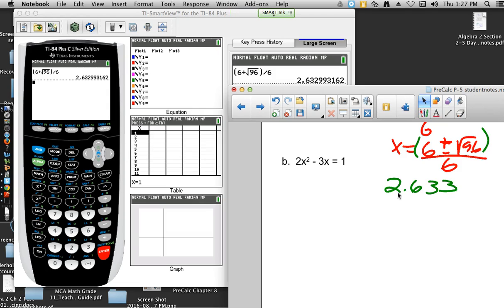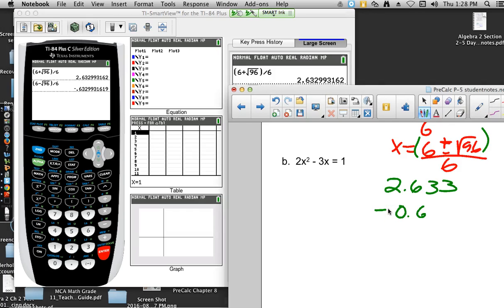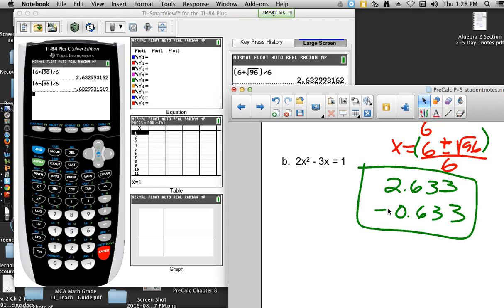So 2.633 to 3 decimal places. Then I can hit second, enter, and go back and change this to subtraction just by using the arrow buttons. Oh, there it went and hit the wrong one. 6 minus, there we go, and enter. So negative 0.633. And those would be the two solutions: 2.633 and negative 0.633.